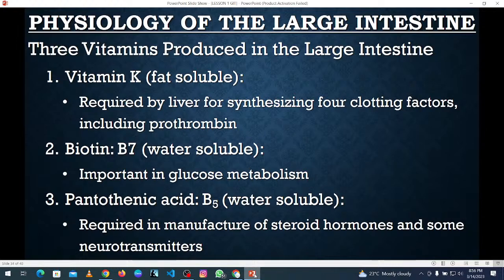So when looking at diabetes, this is one of the things that you'd always want to know and how it functions. That is biotin, B7, because it's important in glucose metabolism. We have pantothenic acid, that is B5. It's also water soluble and it's required in the manufacture of steroid hormones and certain neurotransmitters.